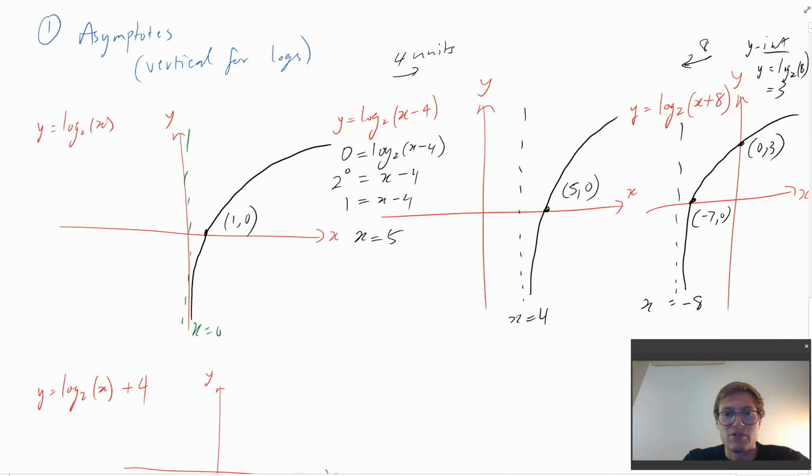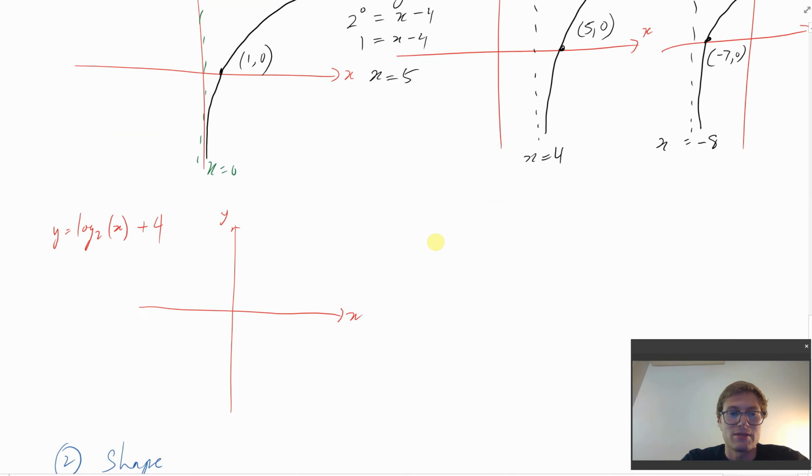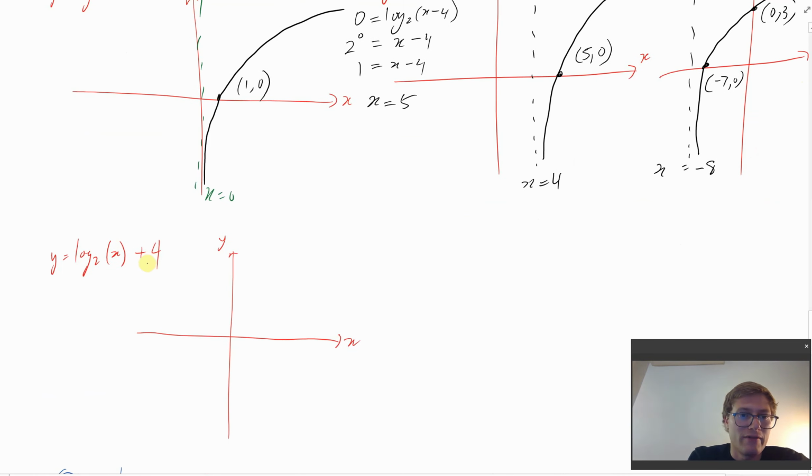Okay, so the asymptote, it's important that it could move left and right. It's a vertical asymptote, so it moves left and right for a log. The asymptote can't move up and down because it's vertical anyway. So having a plus 4 doesn't really do anything. The asymptote just stays where it is at x equals 0. It still has that log shape, but you may not be able to find the x-intercept quite as easily. If you make y 0, you get a minus 4.